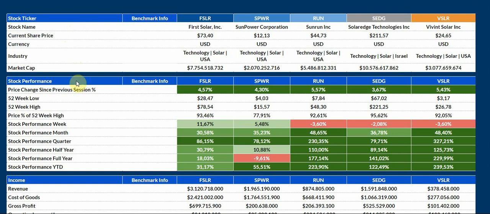This will be followed by a section around stock performance, which will show the most recent change in the share price, the 52-week low and high, and the current price as a percentage of the 52-week high. Lastly, I want to illustrate how the stock has developed over a week, month, quarter, etc., up to a full year.